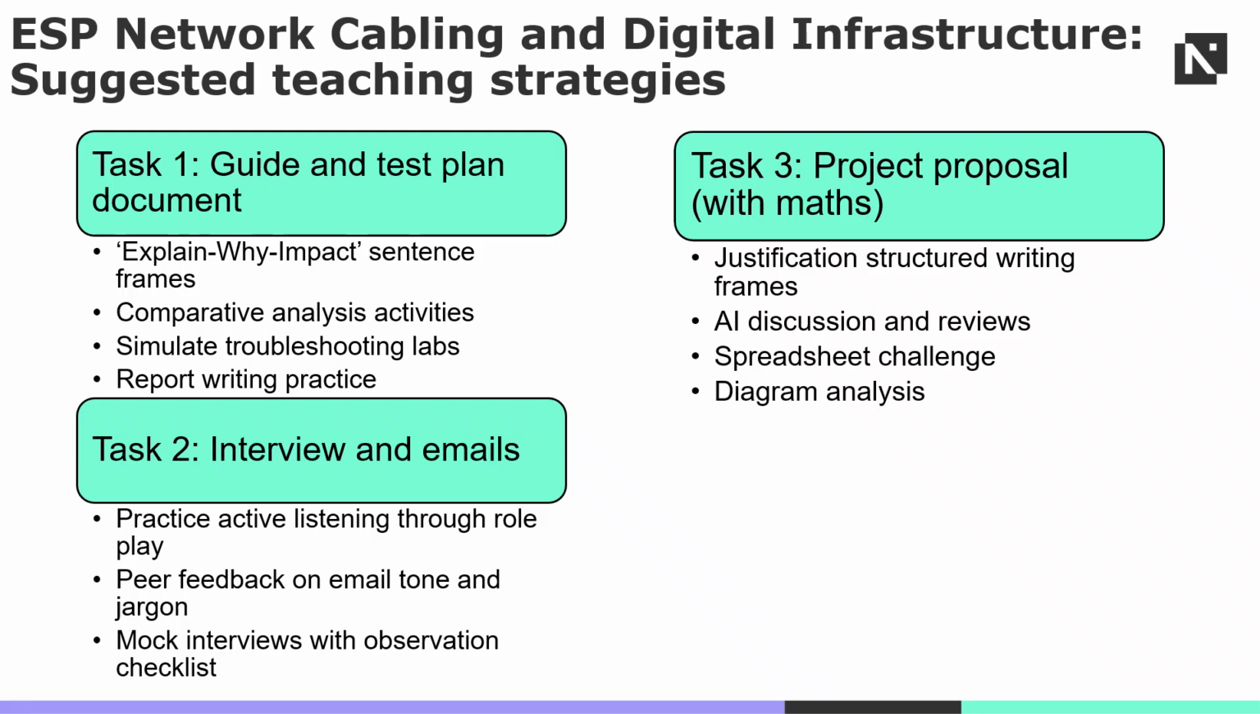In task 3, the project proposal, you could use propose, explain, benefit, evidence, justification frameworks, where students need to justify technical recommendations using a structured writing frame. Have some guided discussion on responsible use of AI, so review examples of AI-assisted versus AI-plagiarized work, and students identify the differences in originality and citation. Have a spreadsheet challenge where students compare the total cost of ownership, for example, cloud versus on-site, and write a short justification for their chosen model. And use exemplars and mark schemes for annotation of diagrams, so students can see what high and low quality diagrams look like to model completeness and clarity.